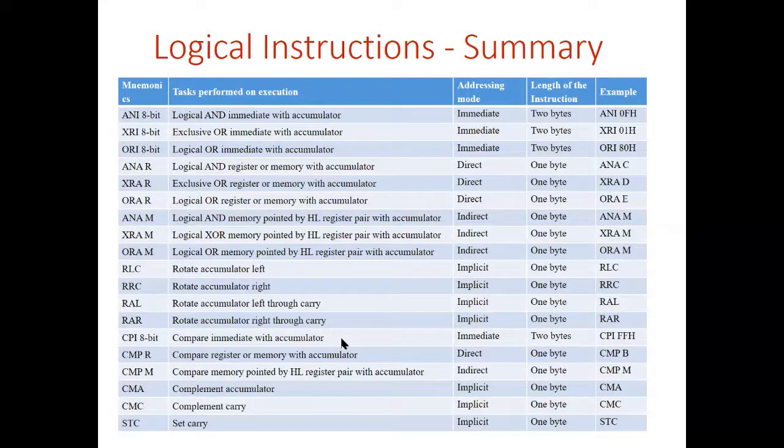So this is a very important instruction, the compare instruction, and you need it to find out the largest value among the data array. Suppose there are 10 numbers and you have to find out which one is the largest, or which is the smallest one. At that time you need this compare instruction.